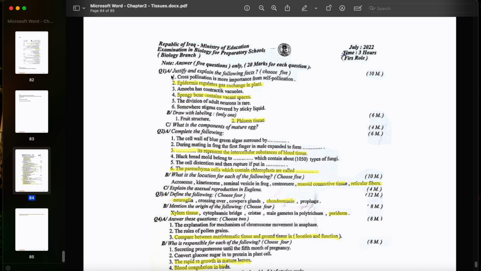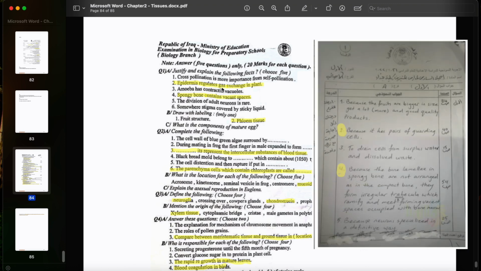Now, in question 1A, it's telling you to justify and explain the following facts, and they're telling you that the epidermis regulates gas exchange in plants. Why? Well, because it has pairs of guarding cells. That's the answer. We said that we have guarding cells in the epidermis that regulate the gas exchange. This can also be presented in the form of a function question, like telling you what is the function of each of the following, and guarding cells of the epidermis. And the answer would be regulate gas exchange.